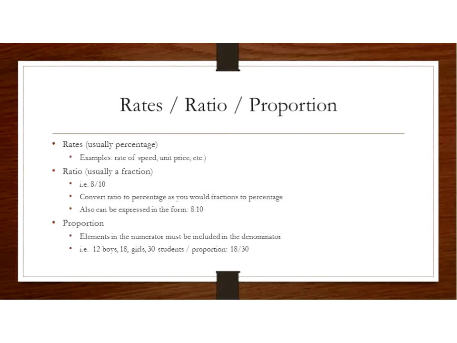Okay, that's a ratio. Now a proportion is a ratio in which the elements in the numerator must also be included in the denominator. So for example, if we have 30 students in a classroom and 12 are boys and 18 are girls, we can express the proportion of girls in that classroom by 18 over 30. 18 girls out of 30 students as a whole. That's a proportion.